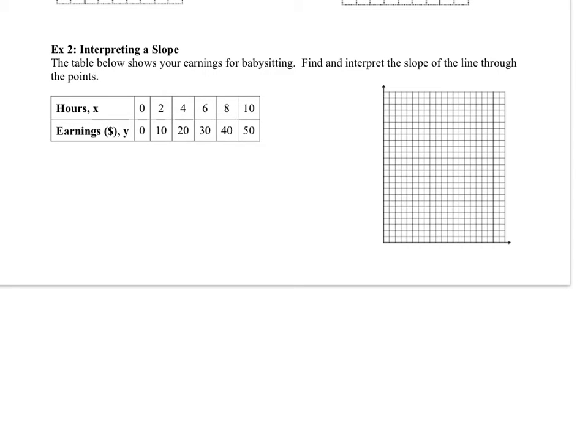So here's what we're going to do. We're going to take a problem like we've been doing this entire time, and we're going to figure out where the slope comes into play. Okay, so we've got to find and interpret the slope from this table of earnings to the hours that we babysit. Now, we're going to graph the data. I'm going to label my points here. 1, 2, 3, 4.